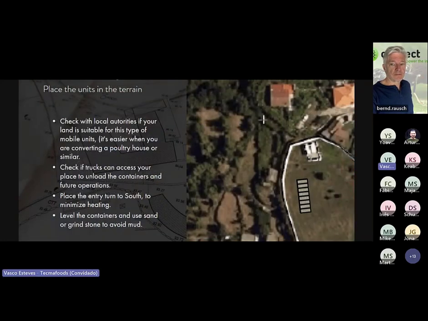Then the second step is placing. So placing the units is the key. So near the exits, turned to the south to minimize the heating, and see if I have the right conditions to create an operation. Good access, not muddy roads. If I have good access to load the containers and filter operations.